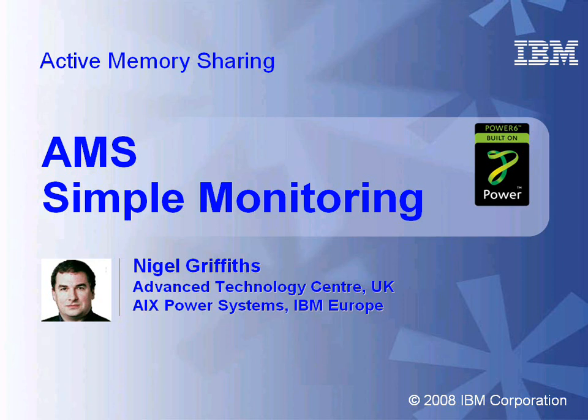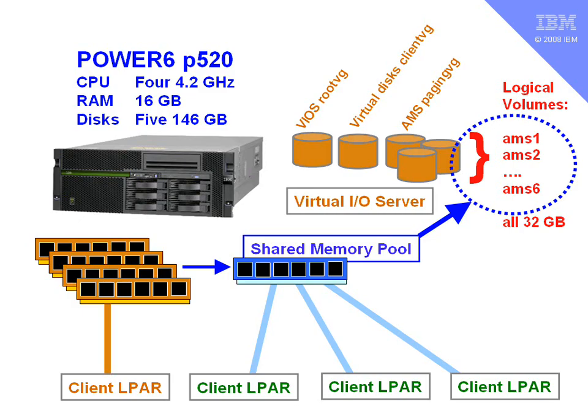In this active memory sharing movie, we're going to look at some simple monitoring of just a few logical partitions using the shared memory. This is the configuration that we set up in the AMS setup movie. We've got 3 logical partitions that are going to be using the shared memory pool and 1 using dedicated memory.